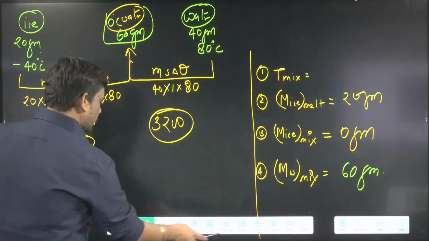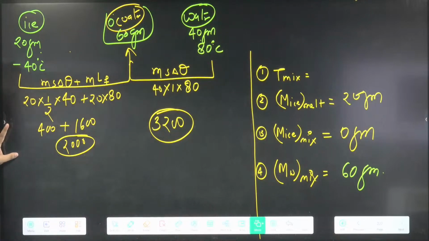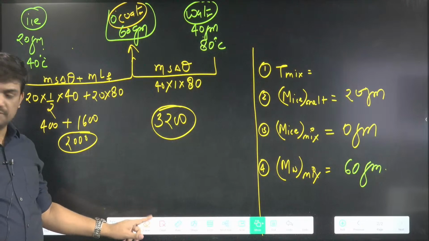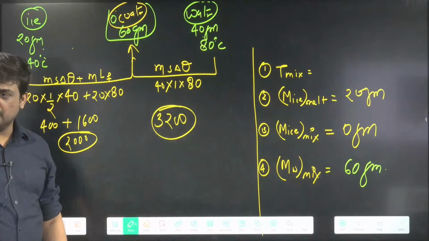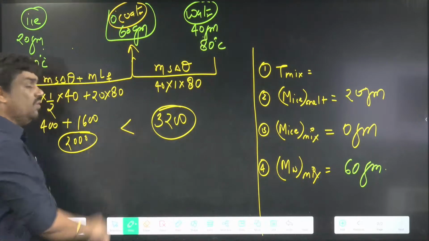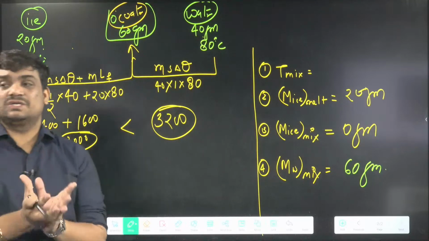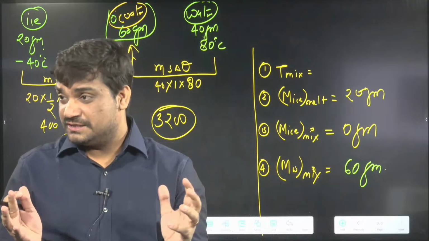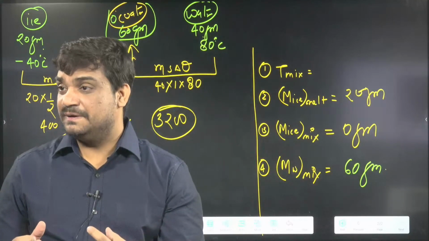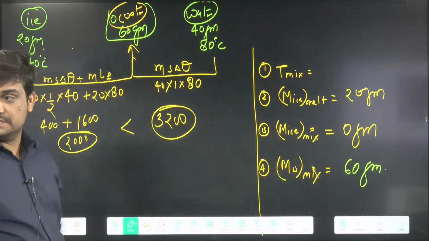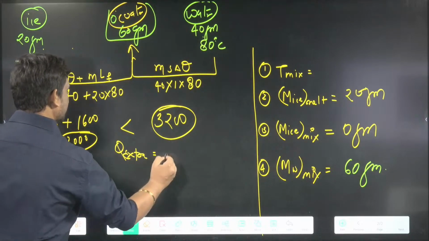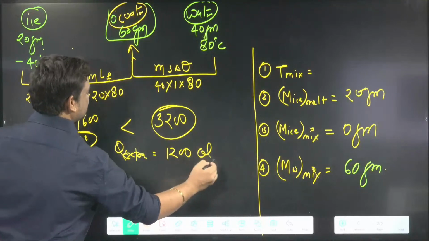Now if you say, sir, in this case, what is the thing here? Energies are not equal. Okay. Ice is saying that I need 2000 for the melting, and water is saying I will give you 3200. So you know this side energy is more, means mixture is having some excess of energy. And when excess of energy is there, of course temperature will increase. So how much is the excess of energy? In this case Q extra is going to be how much? 1200 calories is the excess energy.